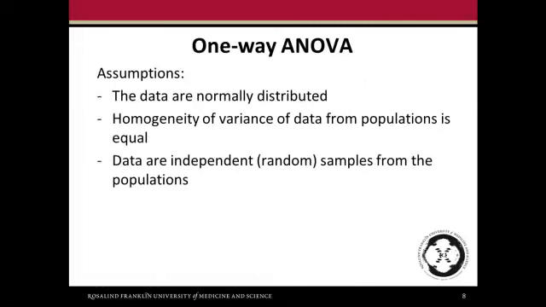An important thing to consider with the one-way ANOVA are a series of assumptions, including that the data are normally distributed, that there's a homogeneity of variance of data, which means that the variance of the data from the populations is equal, and that the data are independent or random samples from the population.